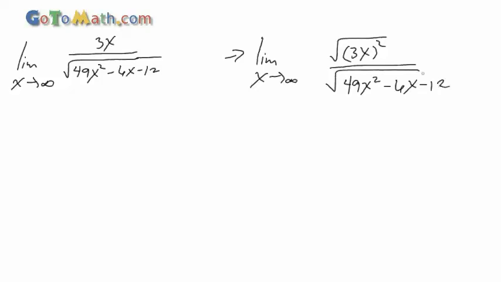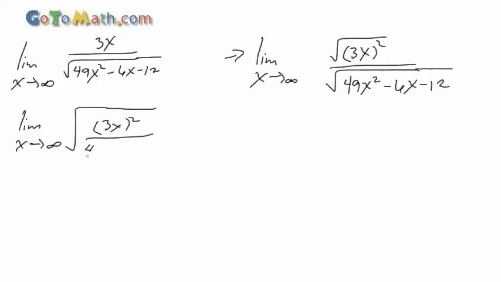So this is like a trick, right? There's a few tricks you got to know in math. And then what we can do is, since we have the top square rooted and the bottom square rooted, we can actually just take the whole thing and square root it, right? So we're going to write the limit as x approaches infinity, and now instead we'll just square root the whole thing. So we have 3x quantity squared over 49x squared minus 6x minus 12.